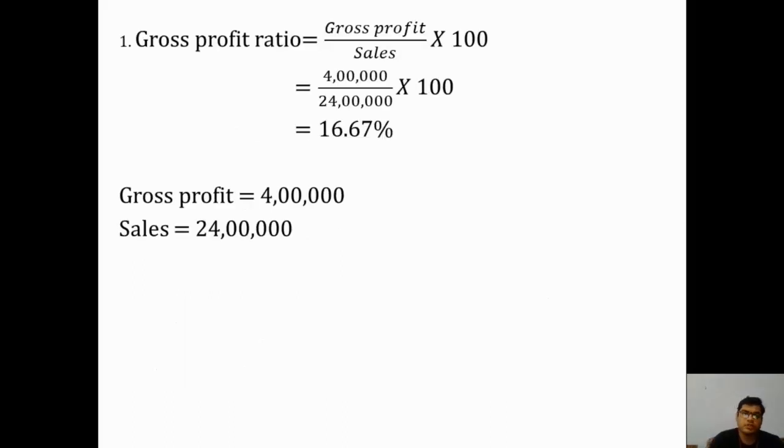Gross profit ratio. The formula for gross profit ratio is gross profit divided by sales into 100. Both pieces of information are given directly in the question, that is gross profit is 4 lakh rupees and sales is 24 lakh rupees. So we can put these values in the formula: 4 lakh divided by 24 lakh into 100. That is 16.67%, which means our gross profit is 16.67% of our sales.